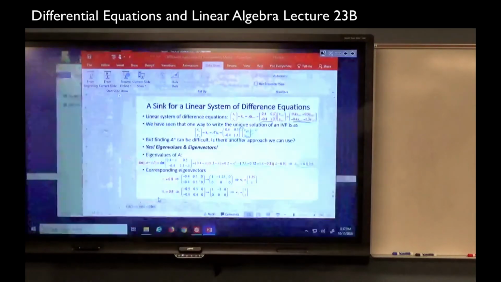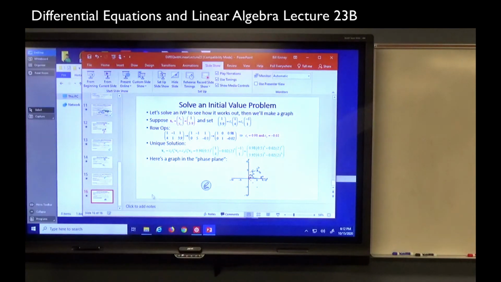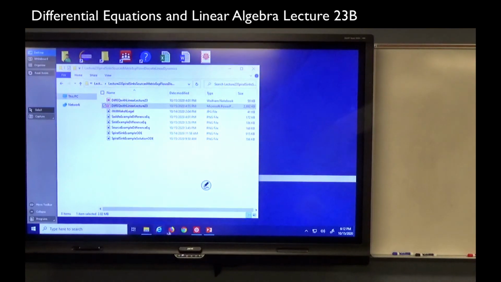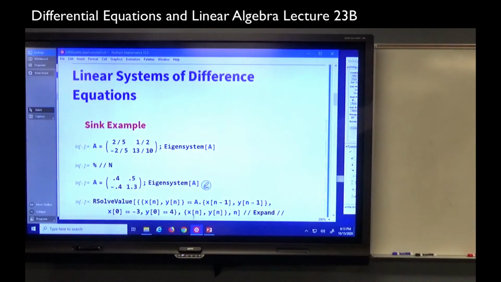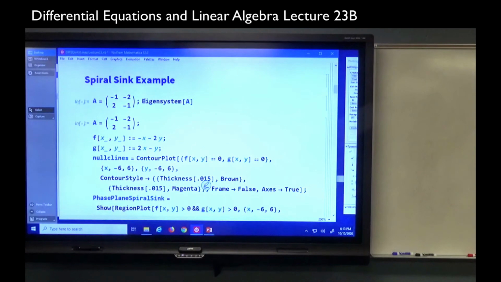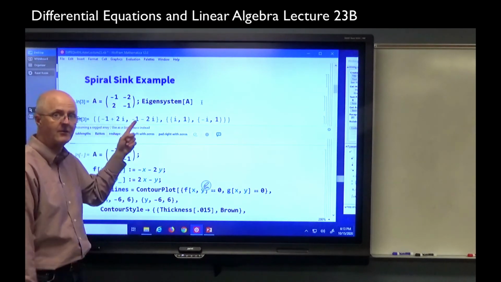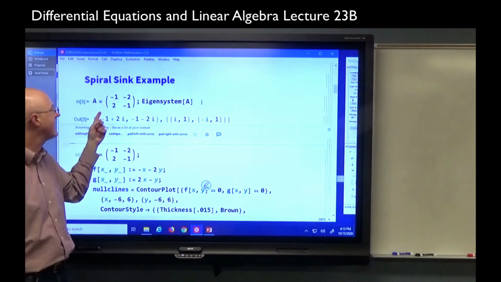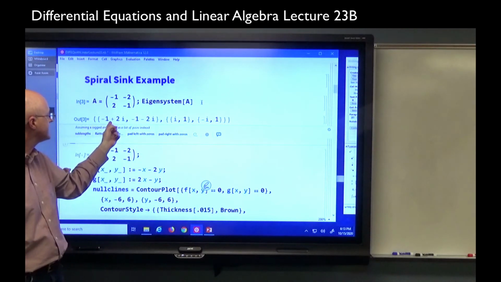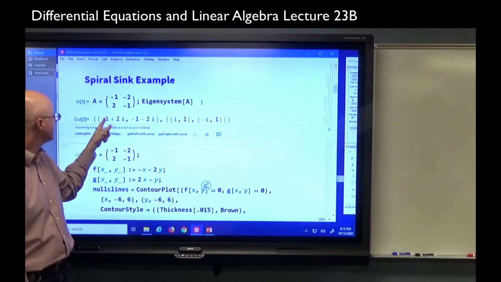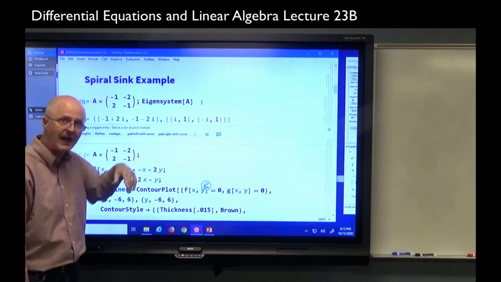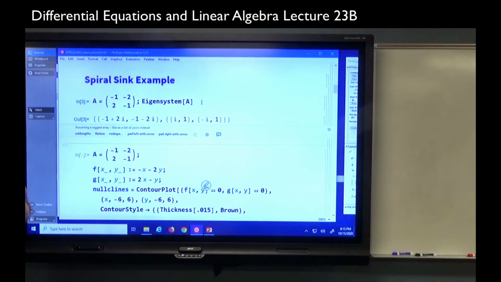That's the last of the PowerPoint in this quicker lecture. Let's look at Mathematica to end. By the way, real quick, for lecture 23A where we had complex eigenvalues, Eigensystem will give you the complex eigenvalues and eigenvectors. That's the first system, the spiral sink. Well, that was our main example actually from 23A. Eigenvalues negative 1 plus or minus 2i. For negative 1 plus 2i, the eigenvector was i, 1. We had that in lecture 23A.